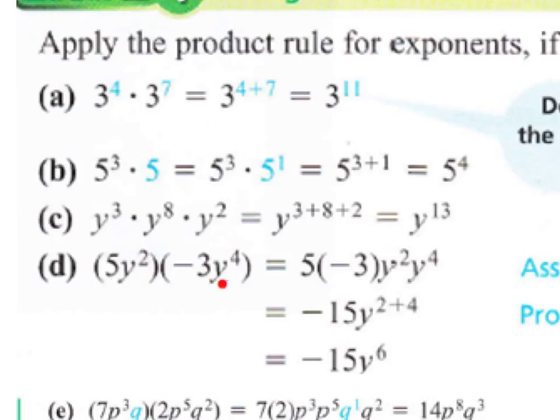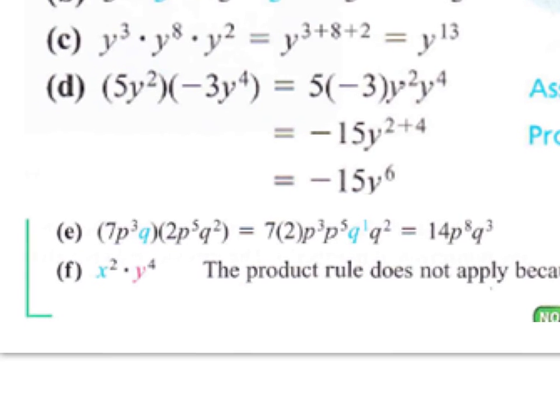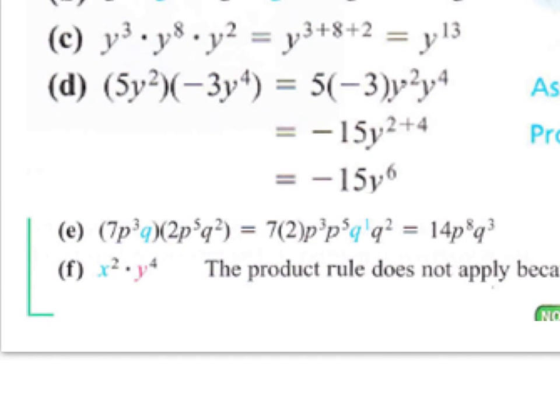With this example here, the y's we could just think of separately, so we add the 2 and 4 together, and we just multiply the 5 by the negative 3, that's where we get the negative 15 from, and then the 2 and 4 makes the 6. Similar type of example here, rearranging things so that like terms are adjacent. So the 7 times 2, p to the 3rd times p to the 5th, and q to the 1st times q squared. So we get 14 from multiplying the 7 and 2 together, 8 from adding the 3 and 5, and 3 from adding the 1 and 2.